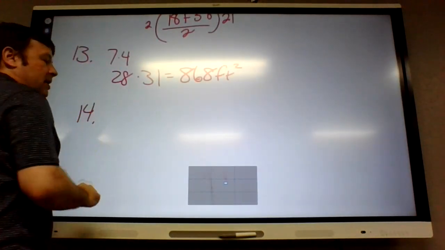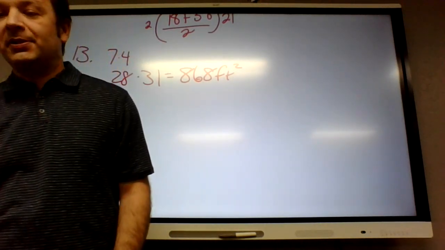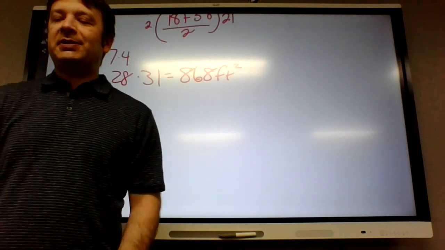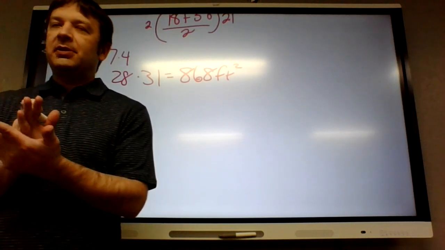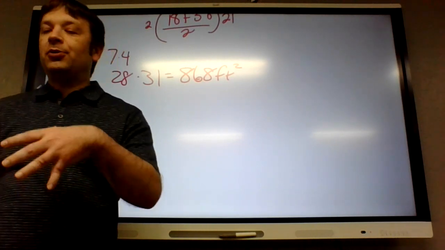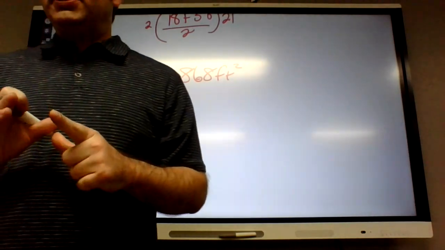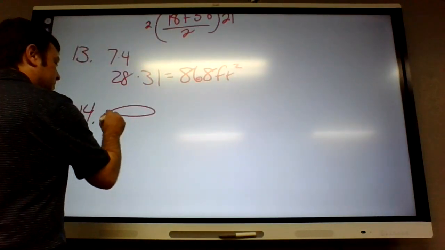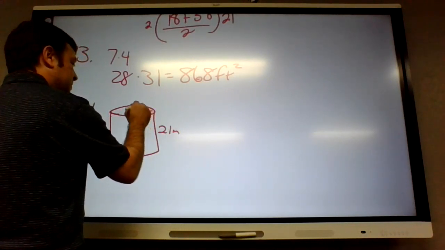Yes. It's kind of easy too. It says a cylinder, and we haven't done a cylinder yet, so I did want to do one of those with you guys. 14 says a water tower is a right circular cylinder. The right part just means it sticks up at a right angle from the ground. So it's just like a normal straight up thing. It's 21 meters high and the radius is 7 meters.